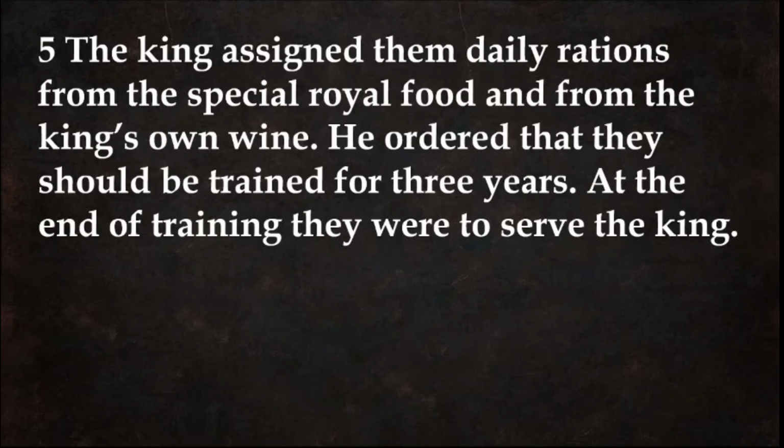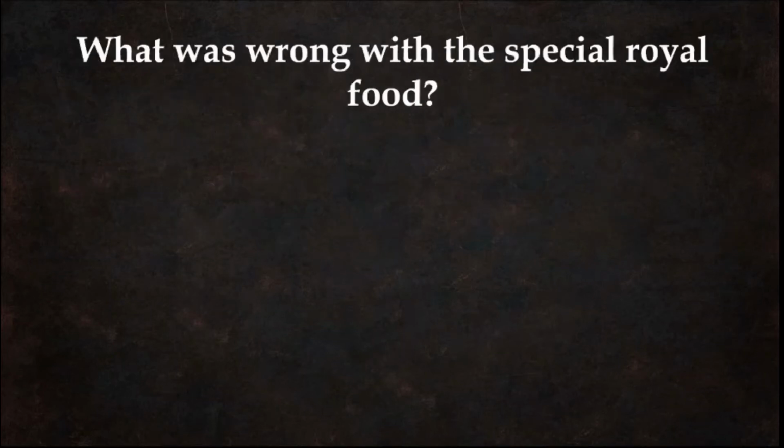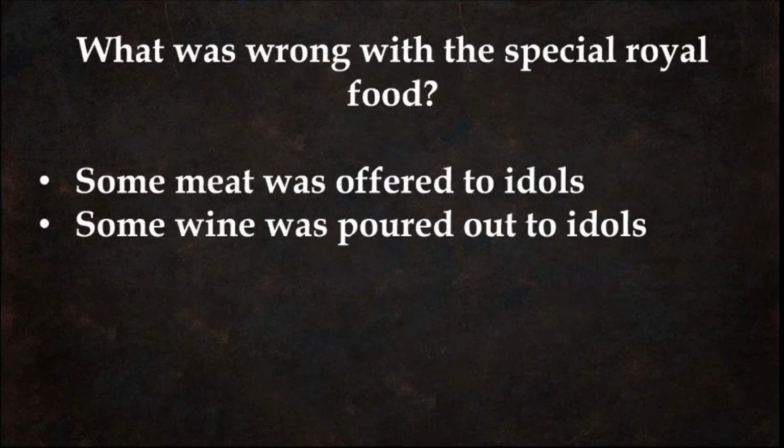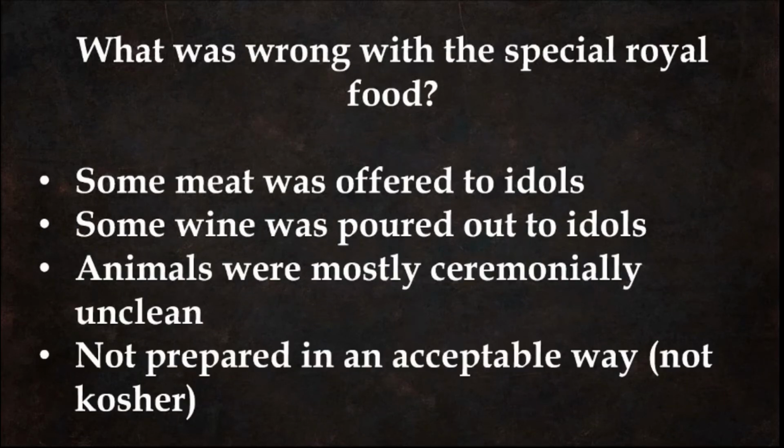I'm sorry. So, what was wrong with the special royal food? Can you think of one thing at least? Sacrifice to idols. So not kosher. Yeah. So sacrifice to idols. The wine was probably a libation wine. So they poured some of it out against an altar to a god as well.